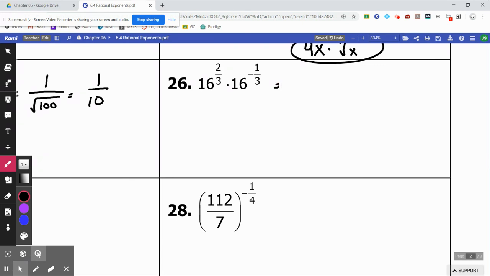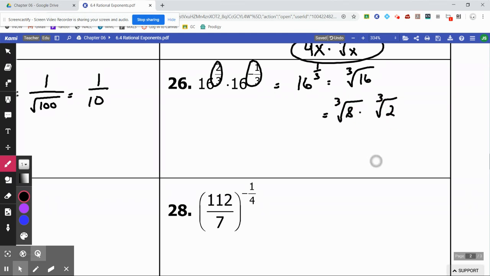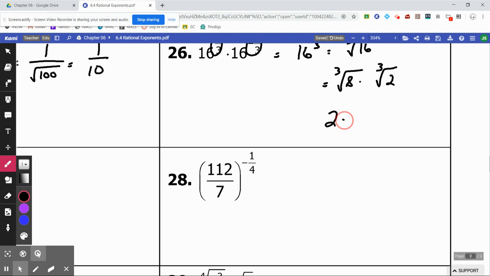Okay, you have the same base. You're going to add your exponents. 2/3 and a negative 1/3 leaves you with a 1/3. Let's change it back into a radical now. That'd be the 3rd root of 16, which I believe will simplify. I know the 3rd root of 8, so let's split it into 8 times 2. 3rd root of 8 is 2, and the 3rd root of 2 over here stays.